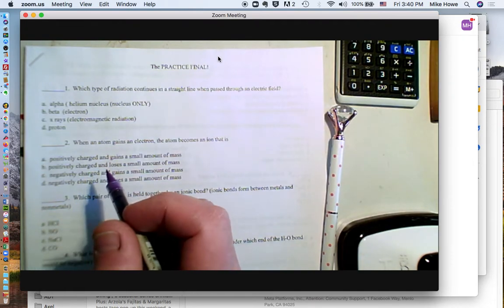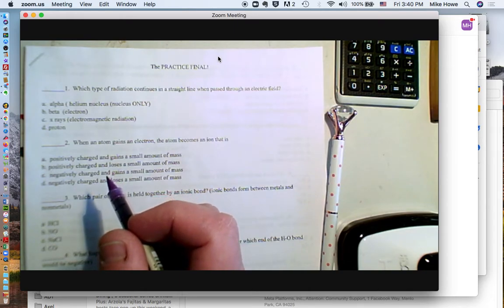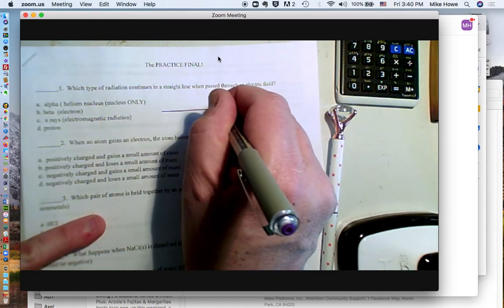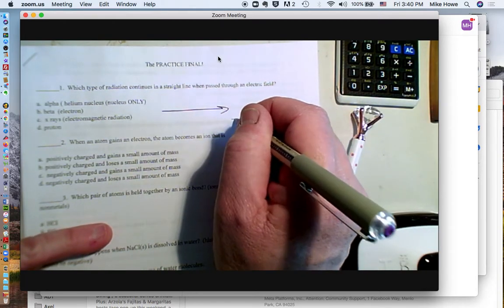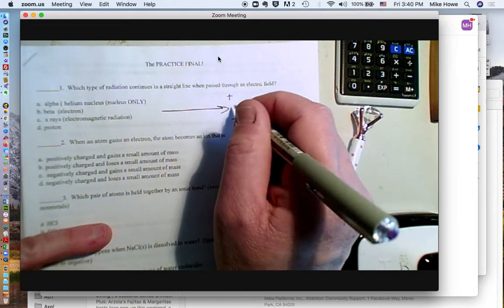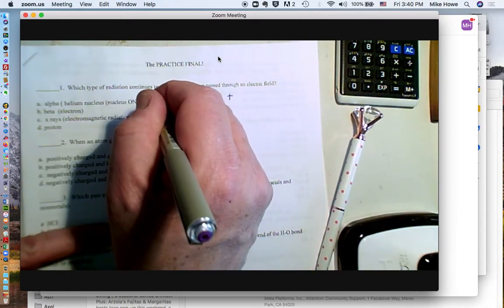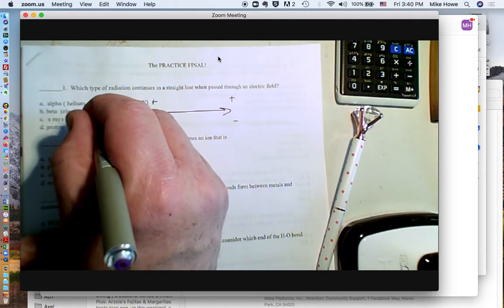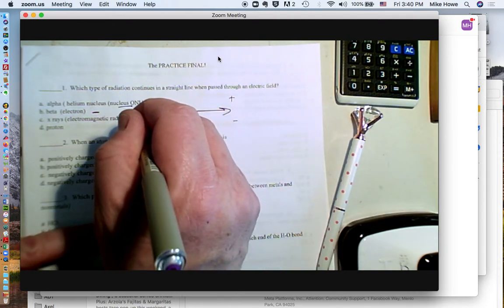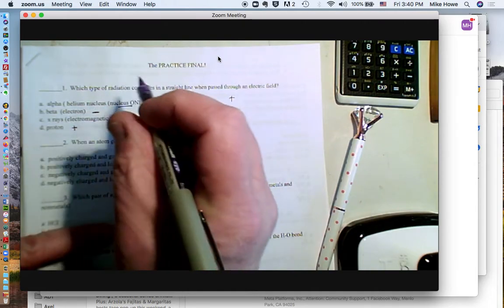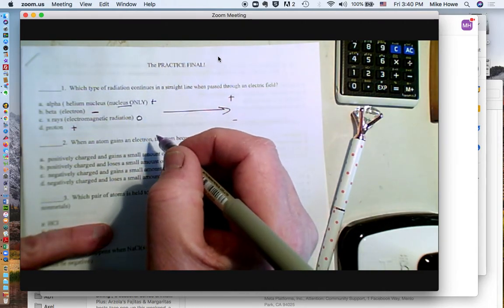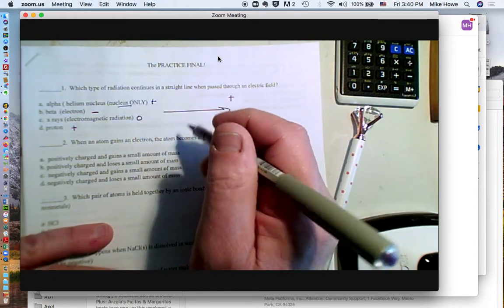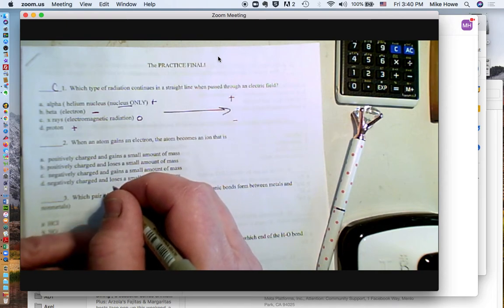All right, so number one, which type of radiation might travel in a straight line when passed through an electric field? So if you're passing through an electric field in a straight line like this, you want something that would not be affected as it passes through a charged area. So alpha particles have a positive charge on them because they're a nucleus. A beta particle has an electron which is negatively charged. X-rays have no charge. Protons are positive. So which one of those four things would not be affected by an electric field? That would be the X-rays, because it's light, and light doesn't have a charge.